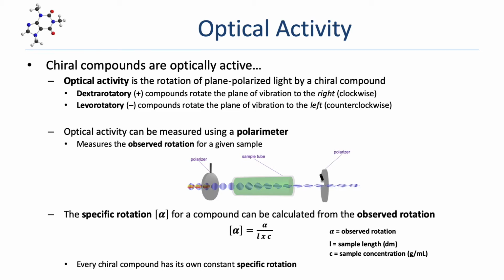Now, in and of itself, this observed rotation is not that useful. If you think about it, the extent of rotation is going to be dependent on how many molecules the light passed through, and that is a factor of the concentration of the sample and the length of the tube. If we divide the observed rotation by the length of the tube and the concentration, we get a specific rotation. And the specific rotation will actually be a constant for any given chiral molecule. Each chiral molecule has its own specific rotation. We'll see the importance of optical activity later on in this lesson.